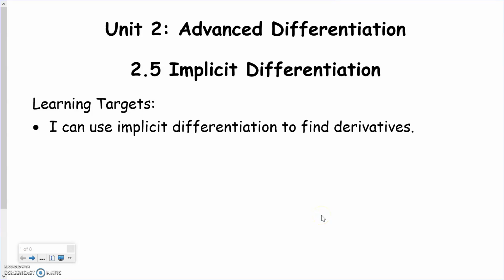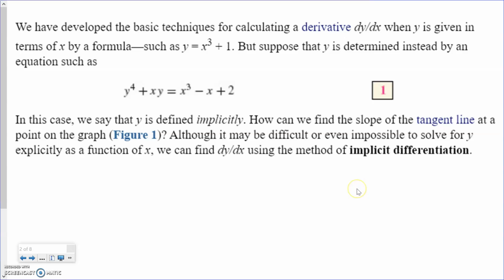Here we go with the last section in this unit. We are going to talk about implicit differentiation, find derivatives. So we use basic techniques for calculating a derivative dy/dx if we have y being given in terms of x as a formula. For example, x to the third plus 1 equals y.